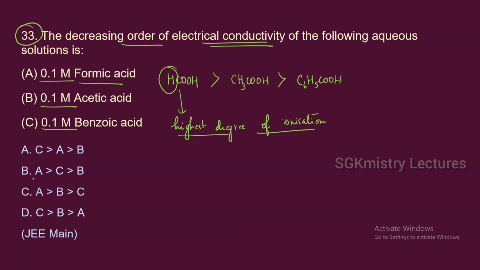So for A, it will be maximum. So I'm going to remove these two. Then it will be B and then it will be C. So we have option C as the right answer.